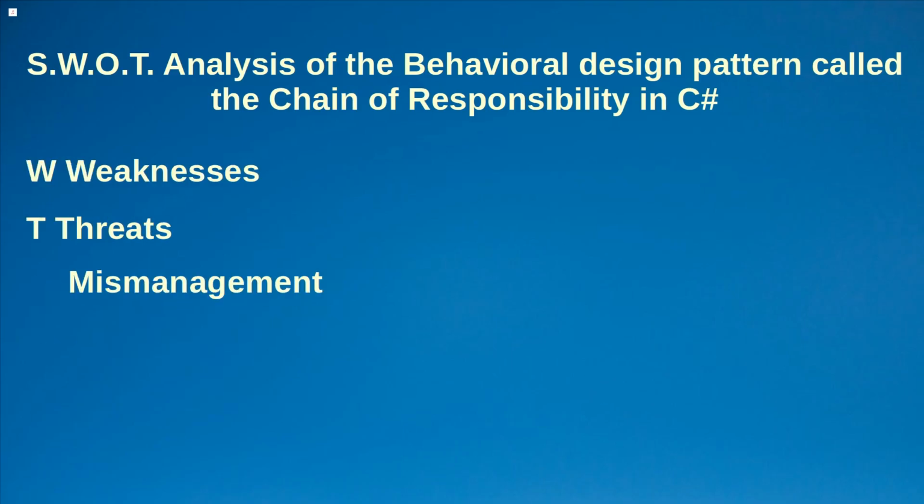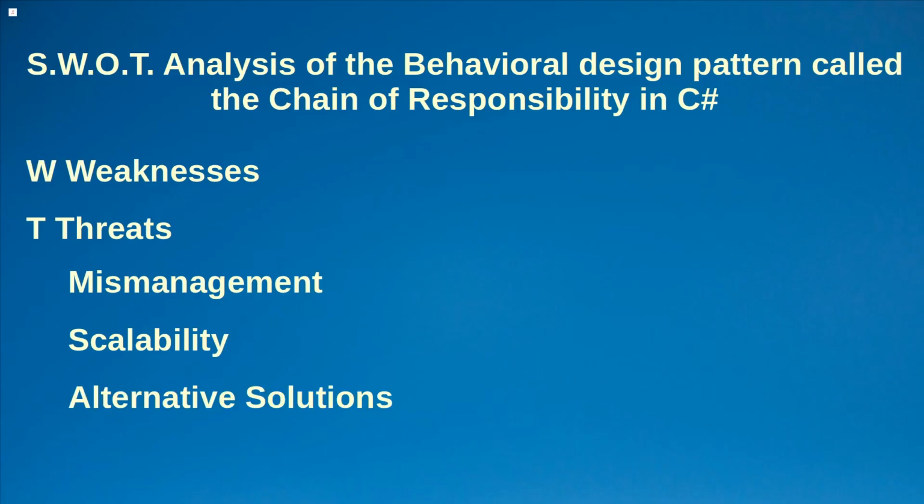T. Threats. Mismanagement of chain order can lead to unexpected behavior. Scalability. Performance may degrade with an excessively long chain of handlers. Alternate solutions. State or observer patterns might fit certain scenarios better.